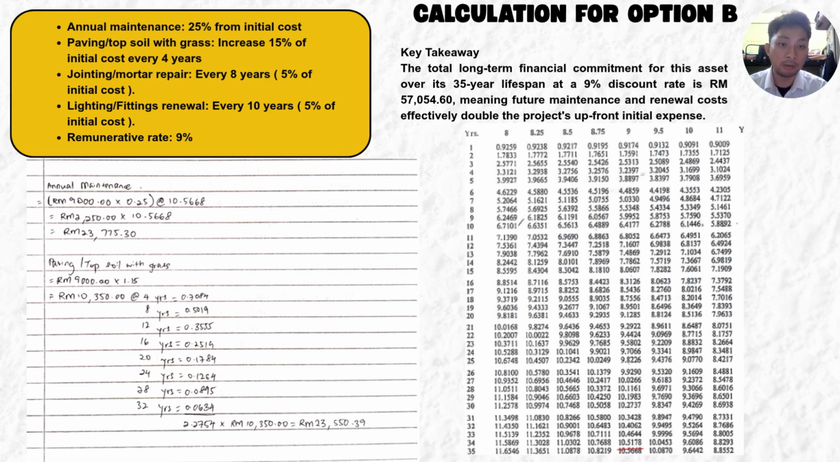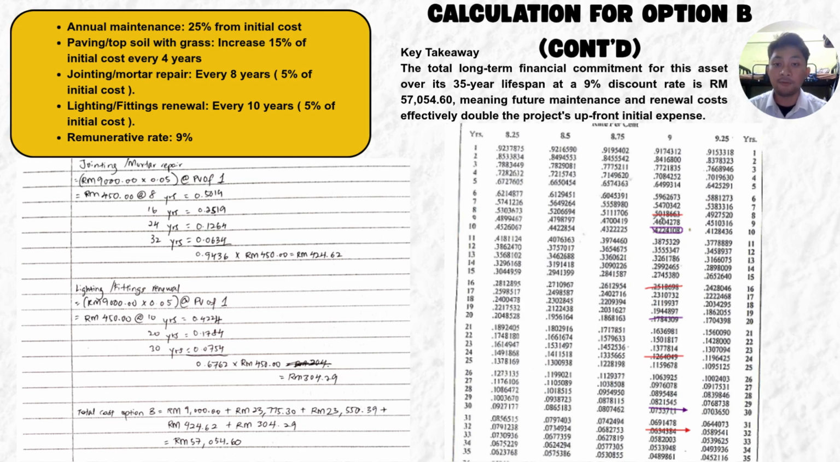So we open the valuation table and we look at the 35 years, and column 9% remunerative rate. And so we got 10.5668. After that, we times it with the new cost of annual maintenance after times with the increased cost. So we got RM 23,775 and 30 cents.